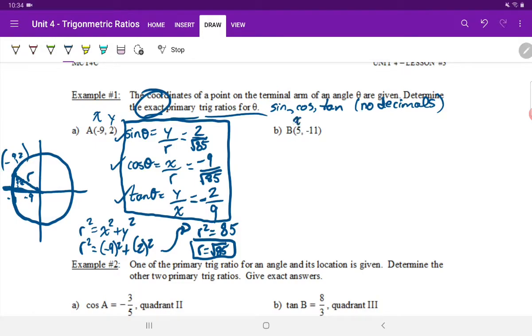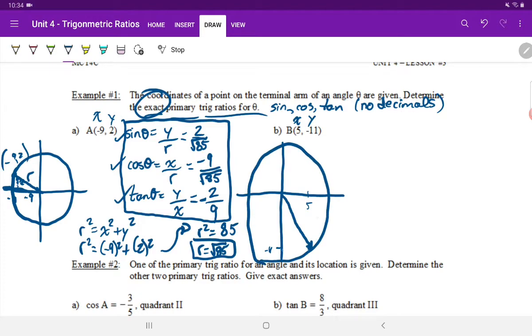Let's do the same thing here. We're given x and y. Okay, let's plot this point. We're at 5, negative 11, somewhere down here. Here's where my circle is, right? So again, I don't know r, but I do know my y value is negative 11, and I do know that my x value is positive 5. I have another right angle triangle, so I can solve for r.